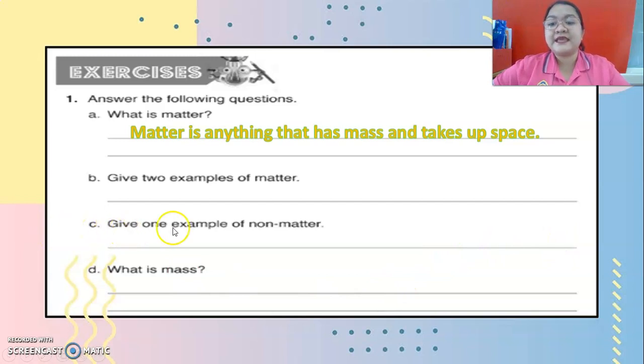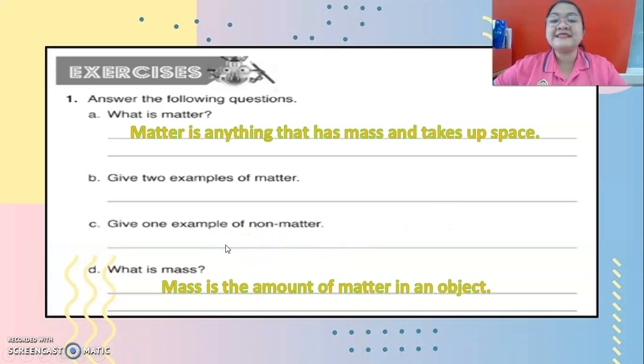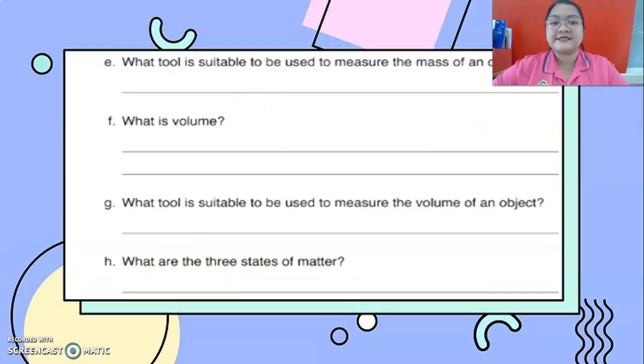Letter C, give 1 example of non-matter. On letter C, you're going to write an example of non-matter. Not a liquid, not a solid, and not a gas. Letter D, what is mass? 5, 4, 3, 2, 1. Mass is the amount of matter in an object. Very good.